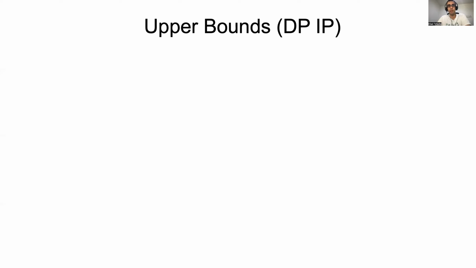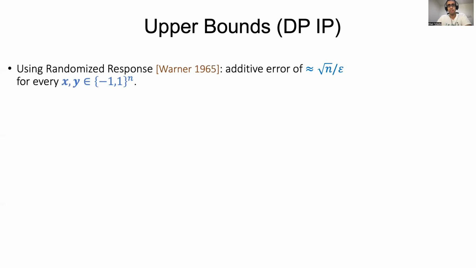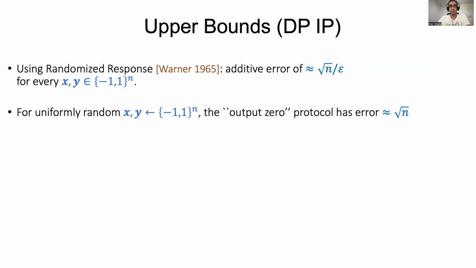Regarding upper bounds of DP inner product, it turns out that there is a way to privately estimate the inner product using a randomized response, where A sends a noisy version of X, and B estimates the inner product based on it. This approach leads to an additive error of square root of n over epsilon for every x, y. If we would like to achieve accuracy only for uniformly random databases x and y and not for every x, y, then the parties can simply output 0 without any interaction. This will give us an additive error of square root of n just by the properties of the binomial distribution.